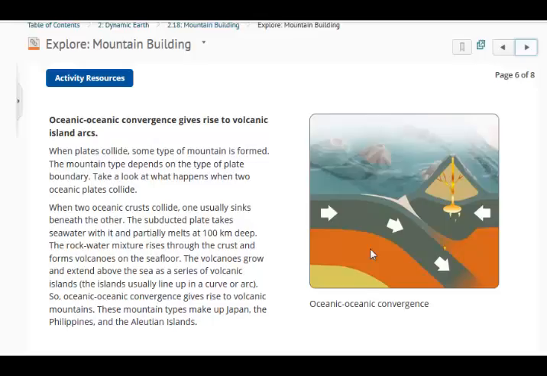It can be an underwater mountain chain, like that seen at oceanic convergence. And the name of these underwater mountain chains, we call them volcanic island arcs. So make sure you know when you get two oceanic plates converging, or oceanic convergence, you will get volcanic island arcs. Some examples are Japan, the Philippines, and the Aleutian Islands.